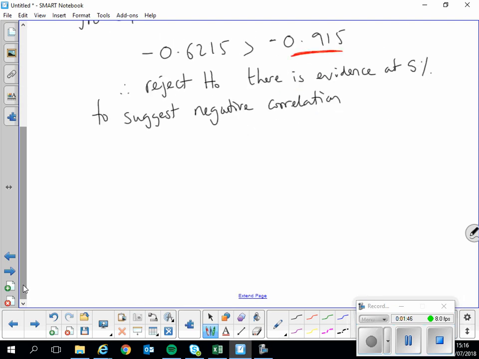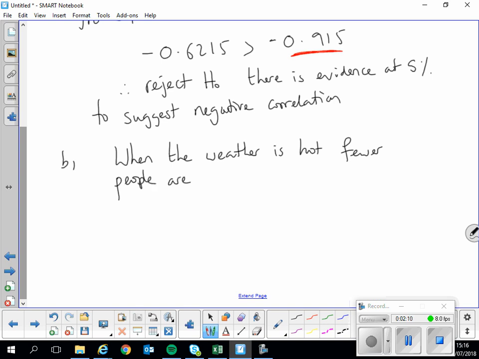So then part B says, suggest a possible reason. Well, she owns a clothes shop, so when the weather gets really hot, perhaps people don't go clothes shopping so much. So when the weather warms up, when the weather is hot, fewer people are clothes shopping. Something along those lines.